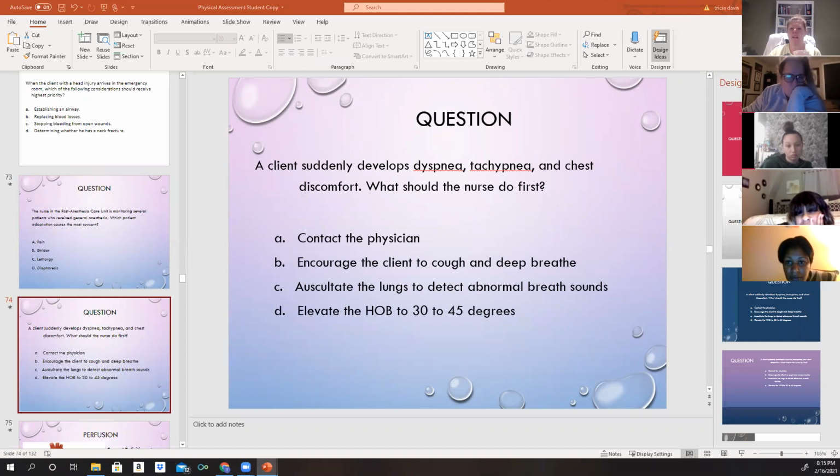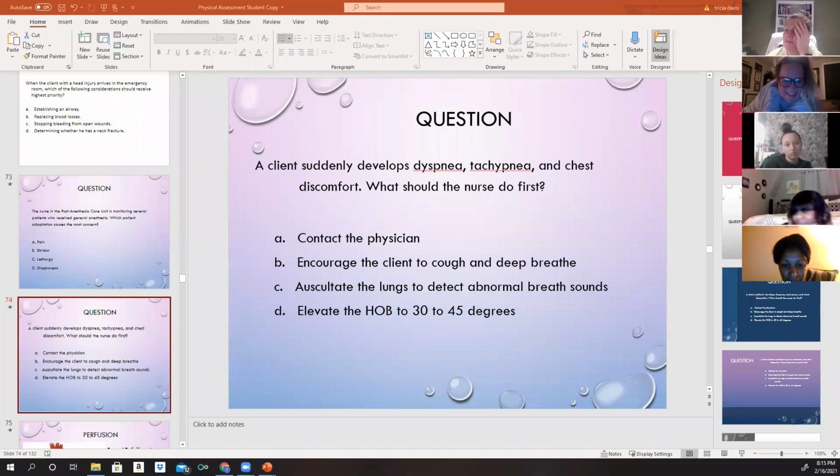A client develops dyspnea, tachypnea. Hold on a second. Can you hear my ignorant husband again, screaming through the house? Hold on. I mean, I can't with him. It's like he knows I'm up here teaching and he's just screaming his head off. I'm sorry, I swear to God. But my granddaughter has to get stitches, so I guess it was kind of important, but whatever.